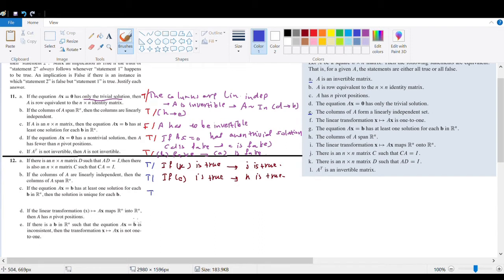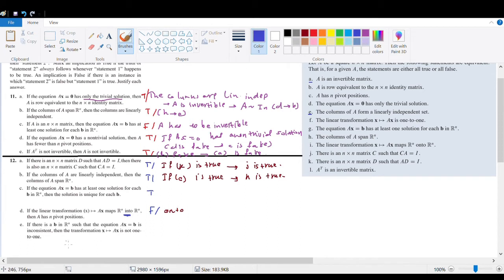Now for D, if the linear transformation Ax maps Rn into Rn, then A has n pivot positions. Here we cannot say it is true. The statement should say the linear transformation x to Ax maps Rn onto Rn, and here we have into. This one is different, so we say this one is false. We can replace the word into by onto.